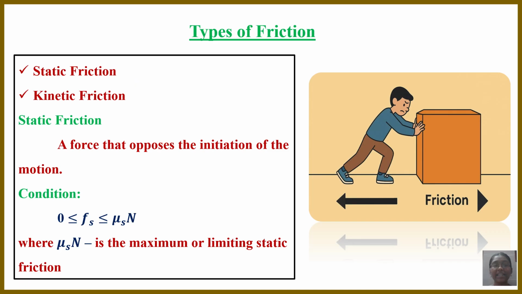Now let's see the types of friction. There are two main types of friction. The first one is static friction and the second one is kinetic friction. Static friction is a force that opposes the initiation of motion. In this picture, take this man as 60 kg and this block as a cupboard of 150 kg. To move this 150 kg, you need to apply some 750 Newton, right? Take it as an example.